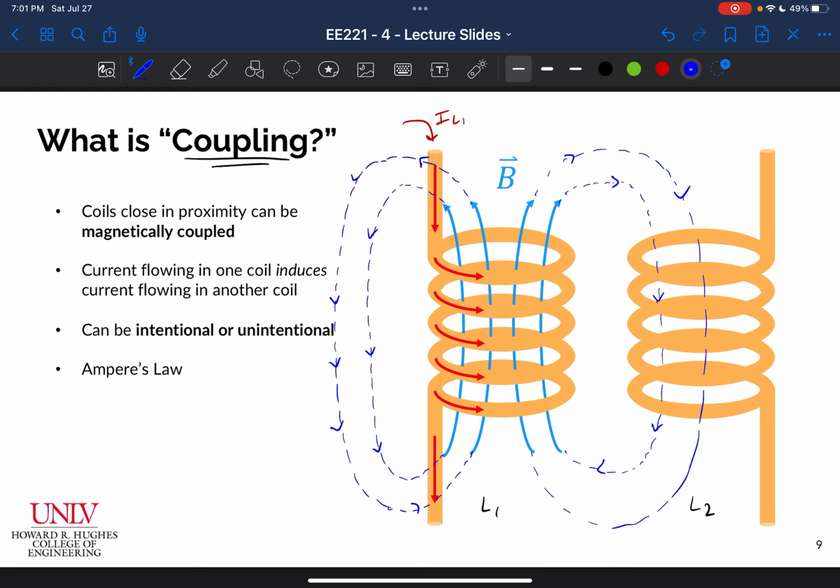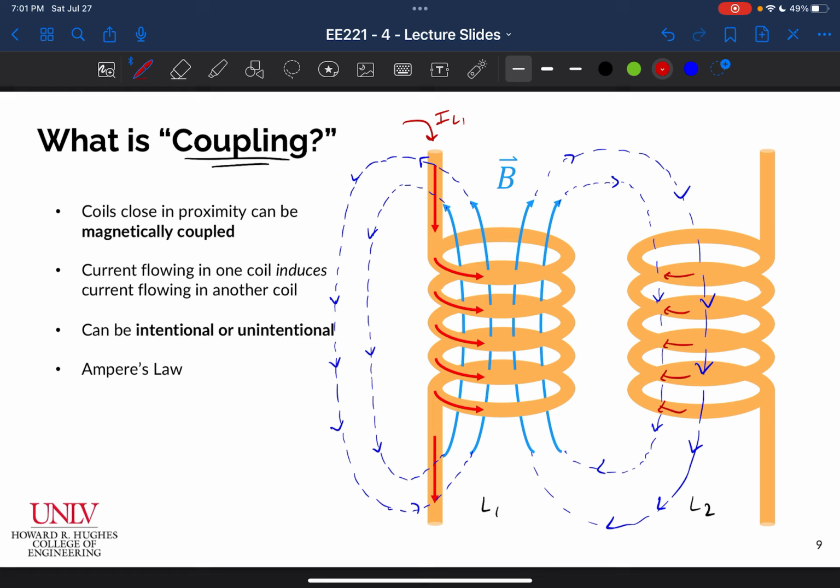Okay, so this is what we have going on outside of our L1. We have these magnetic field lines that penetrate the space that L2 takes up. The effect of this magnetic field is that it can give rise to another current that's going to flow in this other coil. If I want the magnetic field lines to be consistent, then the current would have to flow in this direction through my coil.